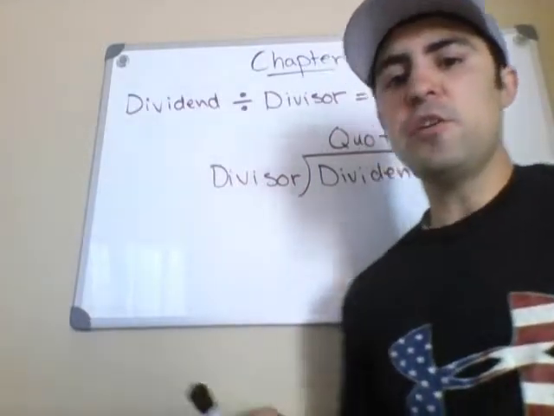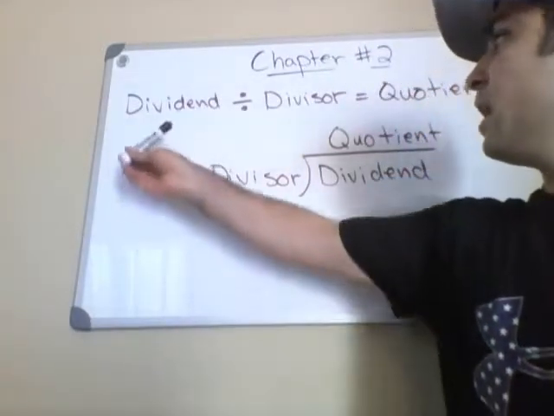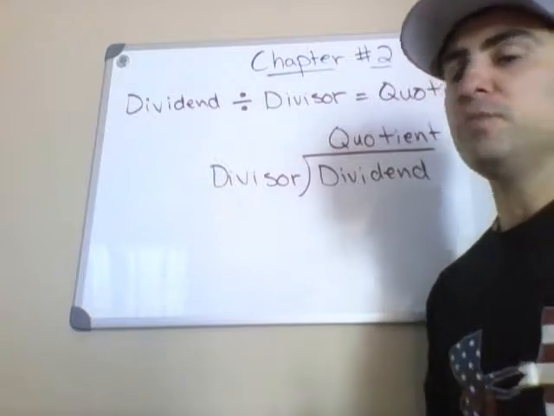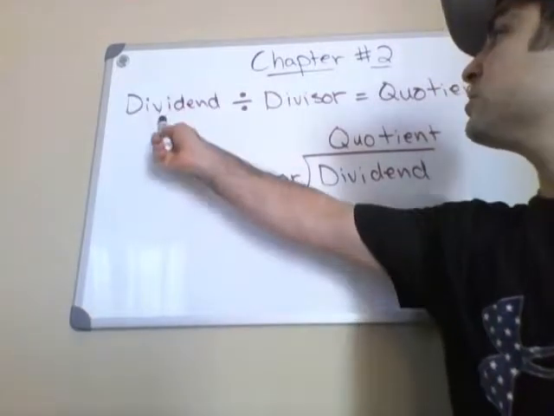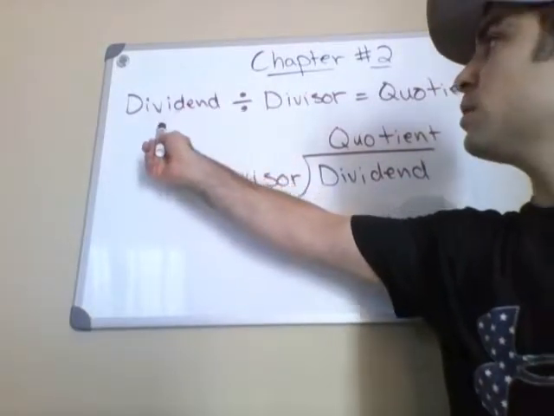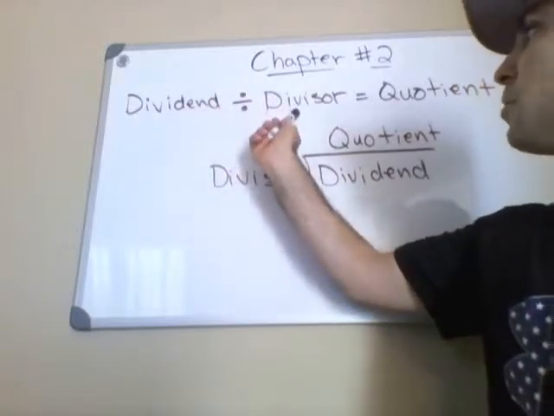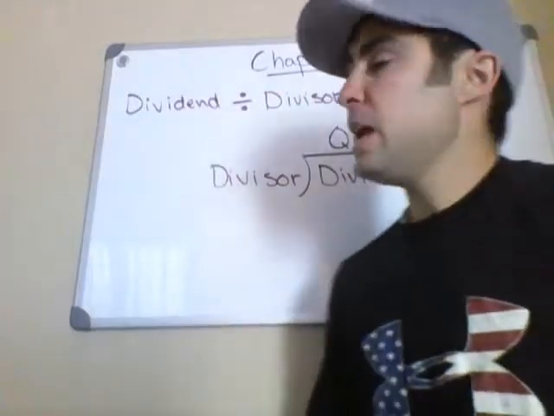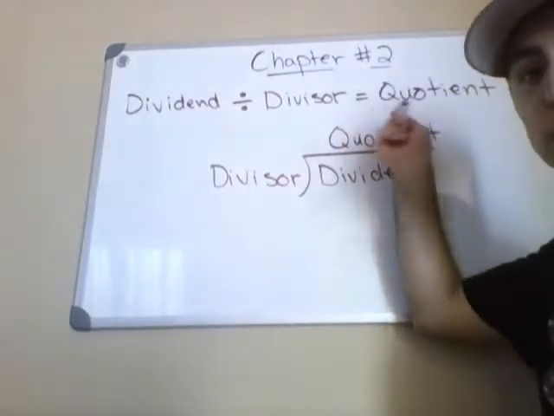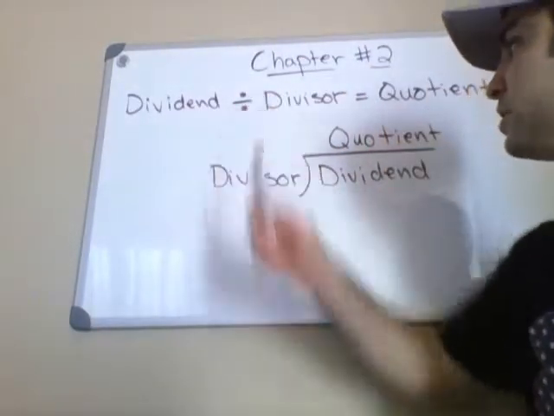Alright, a couple of things you need to know about division is the names of the numbers in relation to where they are in the problem. Okay, so dividend, that's the first number in a division problem. Divided by, the divisor is the number that divides the dividend, and your answer is a quotient. So whenever you see quotient, you're thinking division.